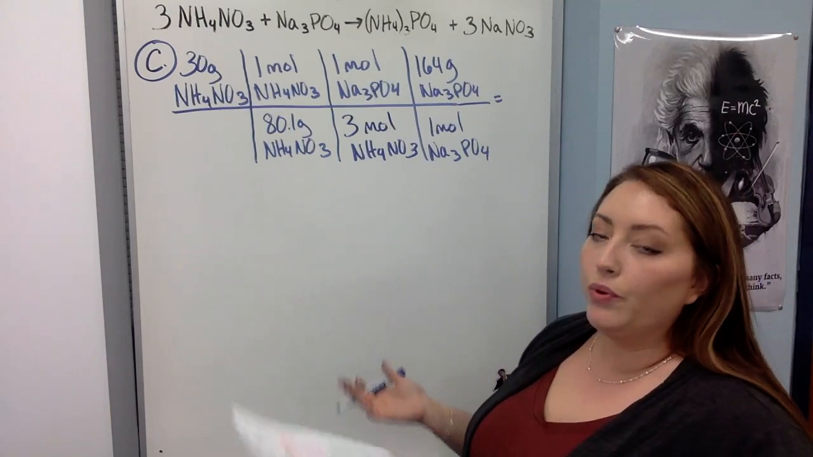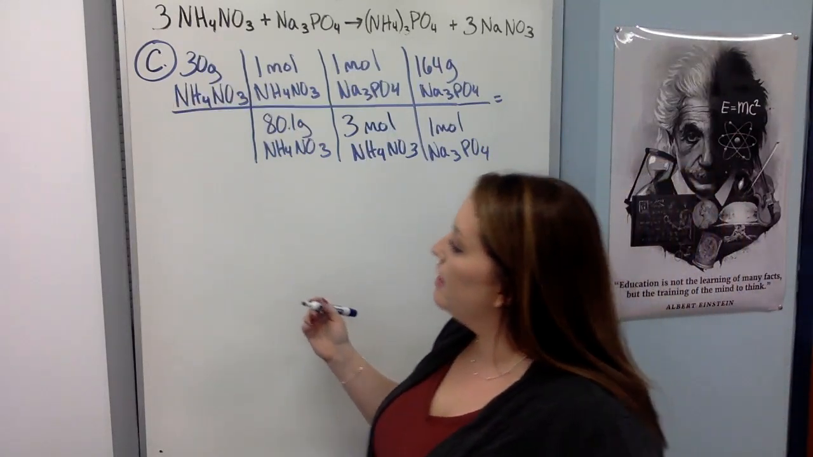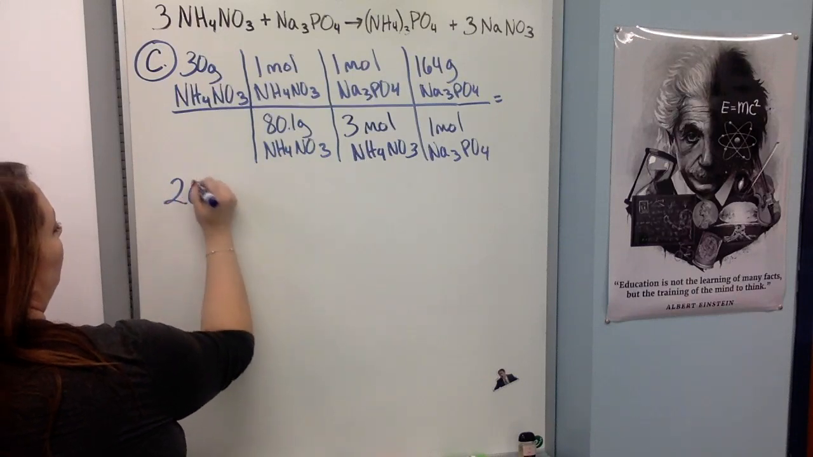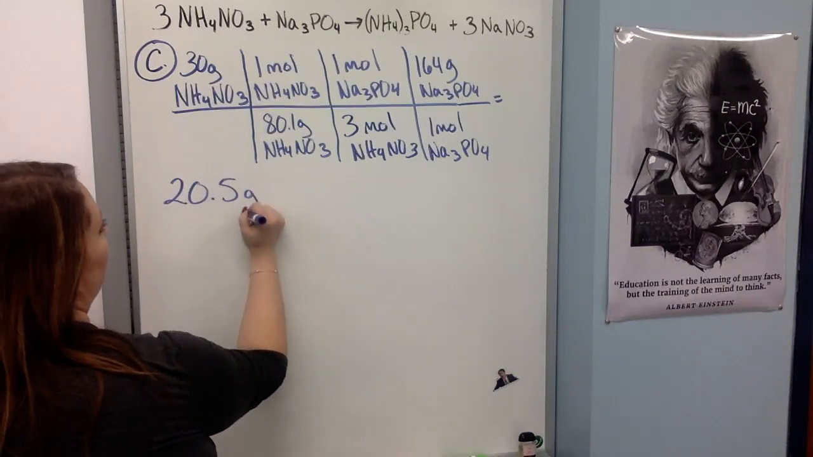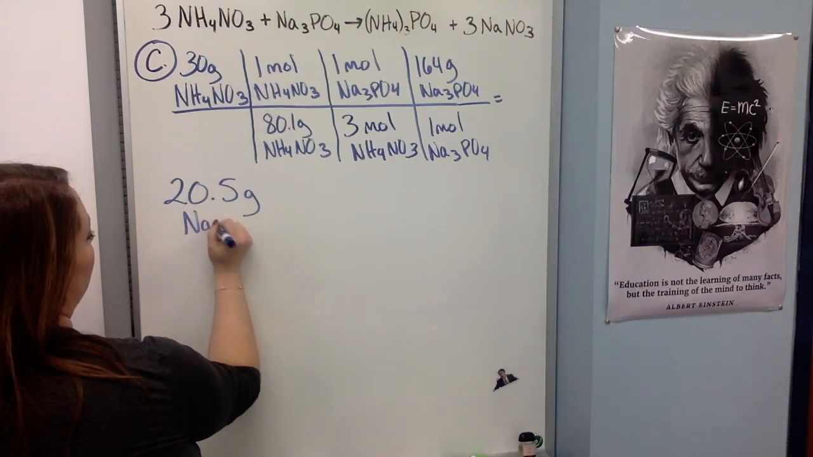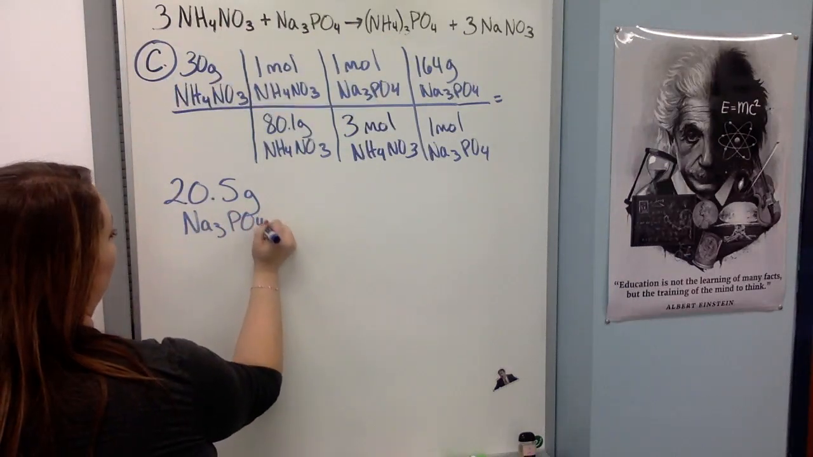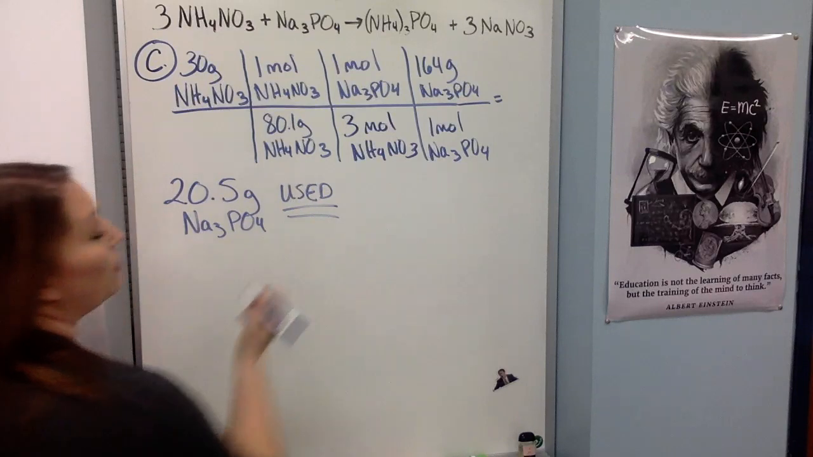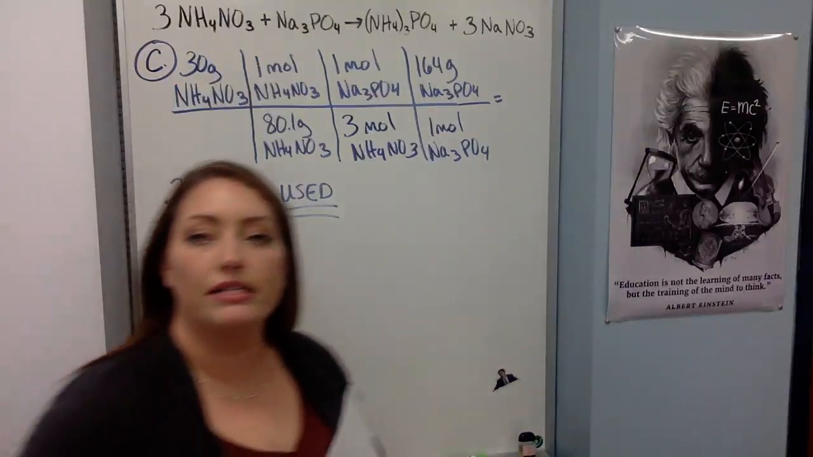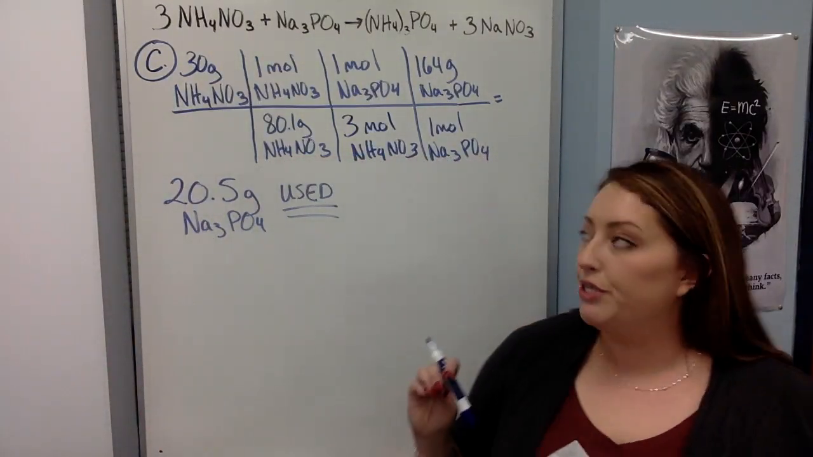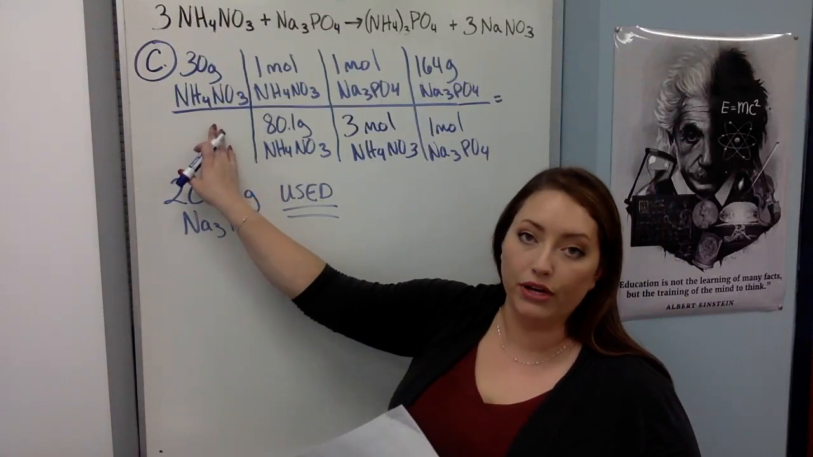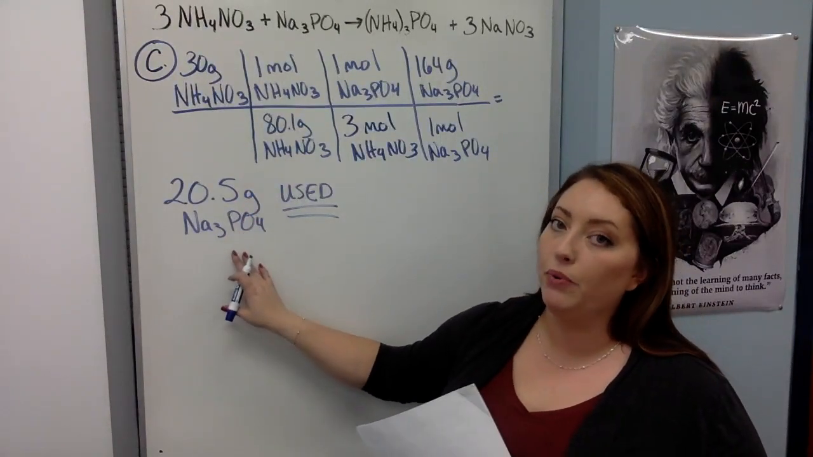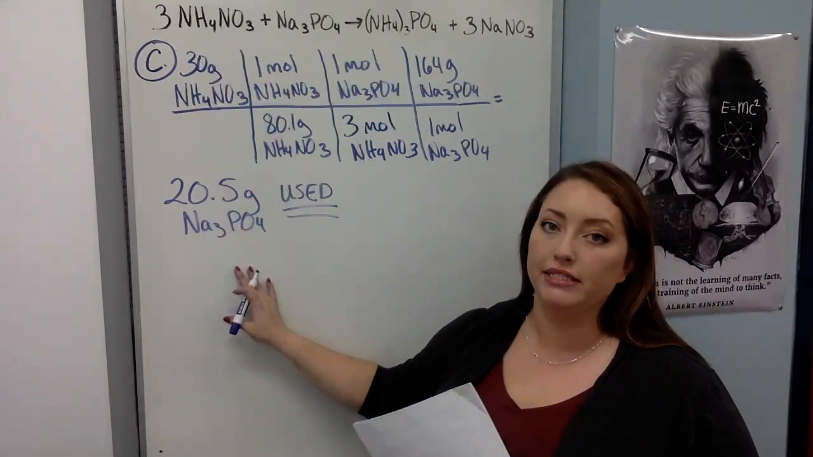Okay, so when we get that calculation, it's telling us that we're going to have 20.5 grams of the sodium phosphate used. Okay, so what that's telling us is that in this reaction, you'll use all 30 grams of the limiting reactant, but you're only using 20.5 grams of the excess reactant.